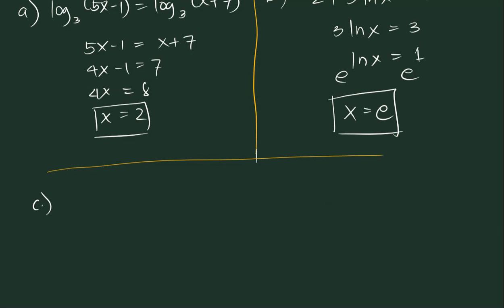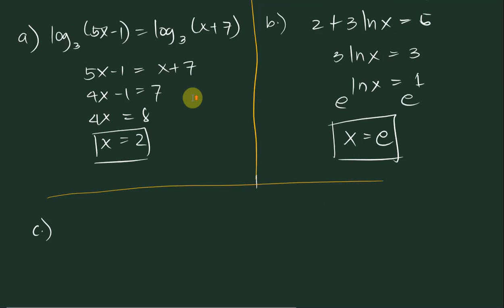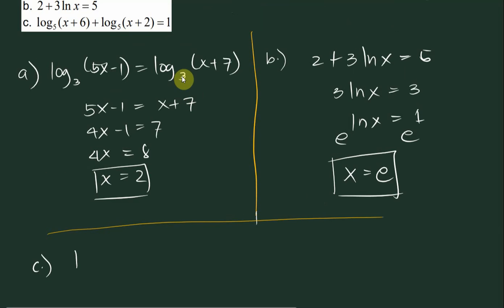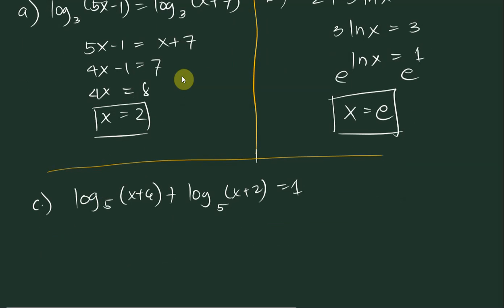And now let's go to the third one. We have here log base 5 of x plus 6 plus log base 5 of x plus 2 is equal to 1. Okay, so what do we have here? Based on the previous properties, the product property, we can say that this is equal to x plus 6 multiplied by x plus 2, and then this is equal to 1.